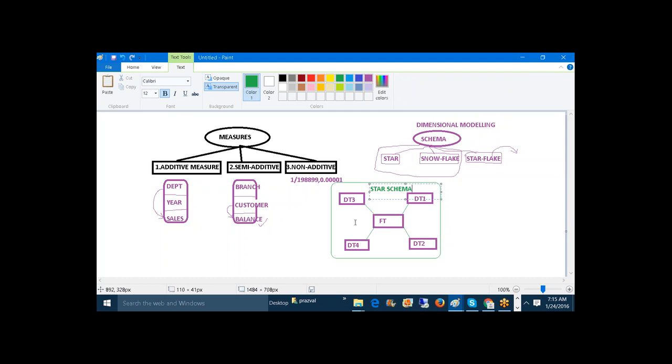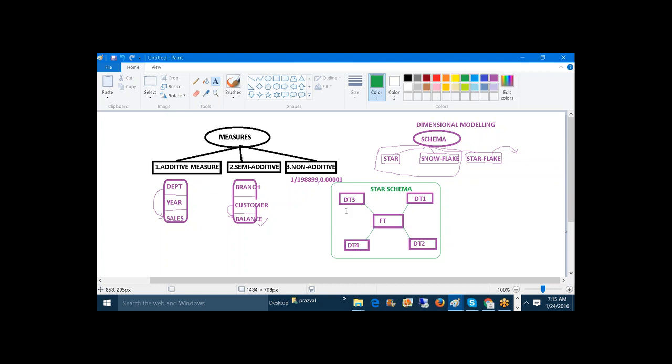So basically, what does star schema mean? All the dimension tables are directly attached to the fact table. In star schema, the fact is located at the center. If the dimension tables are directly attached to the fact table, such an arrangement is known as the star schema.